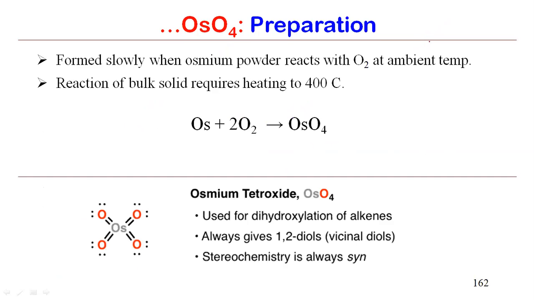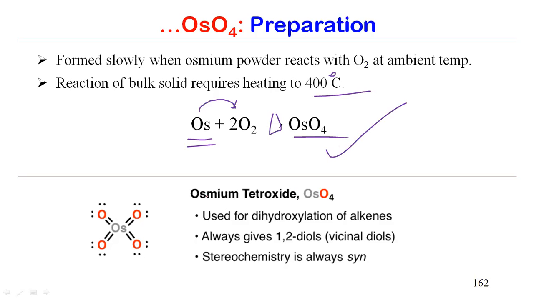As for the preparation of osmium tetroxide, we can prepare it easily by treating powdered osmium with oxygen at room temperature. But if we take solid osmium, then we have to heat it up to 400 degrees centigrade, and then we get this complex. So this is quite easy to understand.